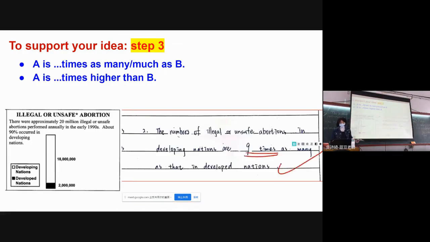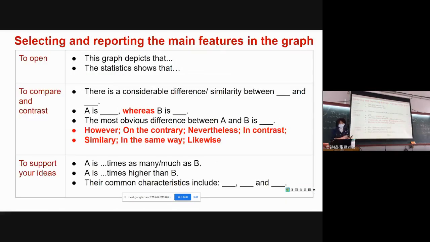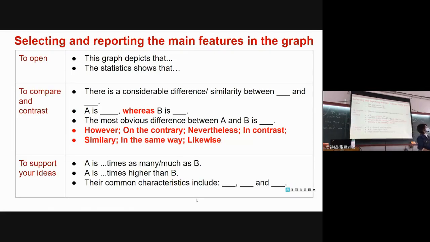Yeah, so ladies and gentlemen, let's read them together. It is "the number", not "their number". The number of illegal or unsafe abortions in developing countries is 9 times as many as that in developed countries. These are the same.